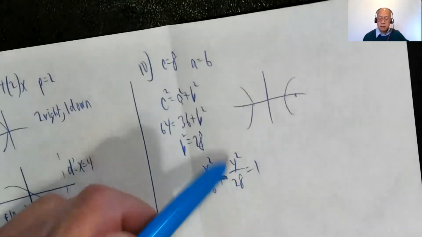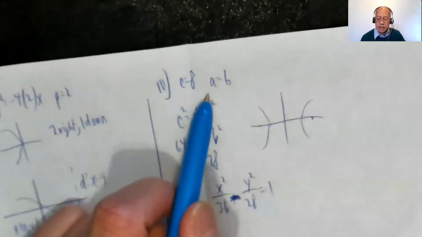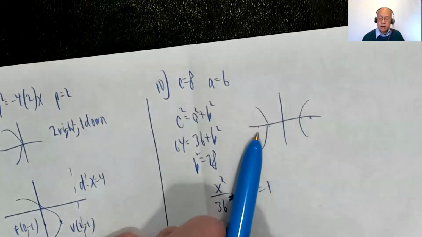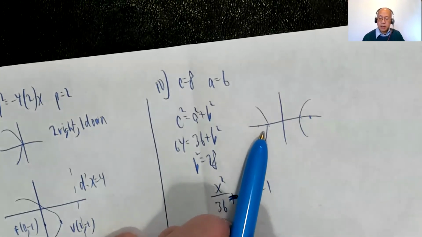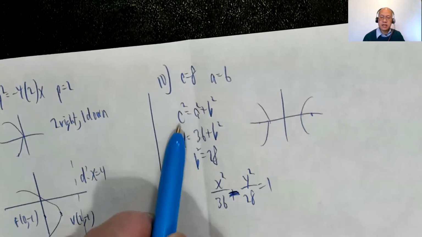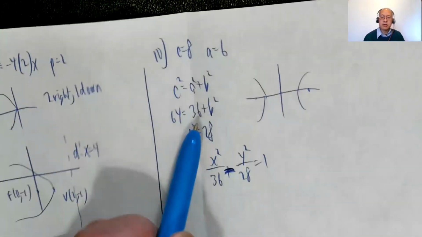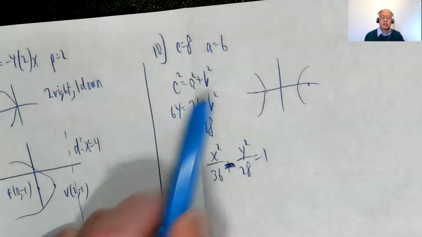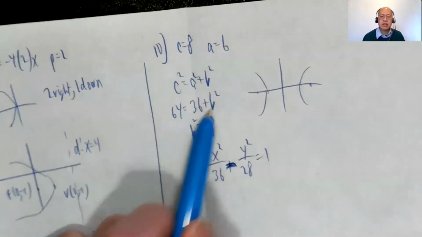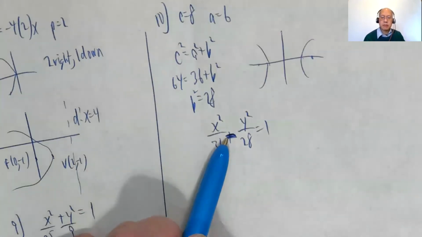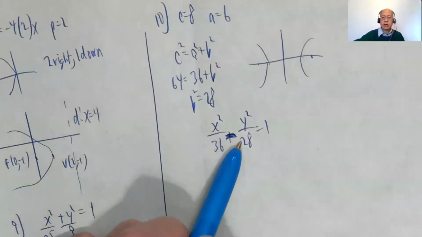And number 10, c is 8, a is 6. Vertices are plus or minus 6, 0, and foci are plus or minus 8, 0. I know it's going this way, so x comes first. c squared equals a squared plus b squared. 64 equals 36 plus b squared. So b squared is 28. So the equation is x squared over 36 minus, that's a minus, y squared over 28 equals 1.